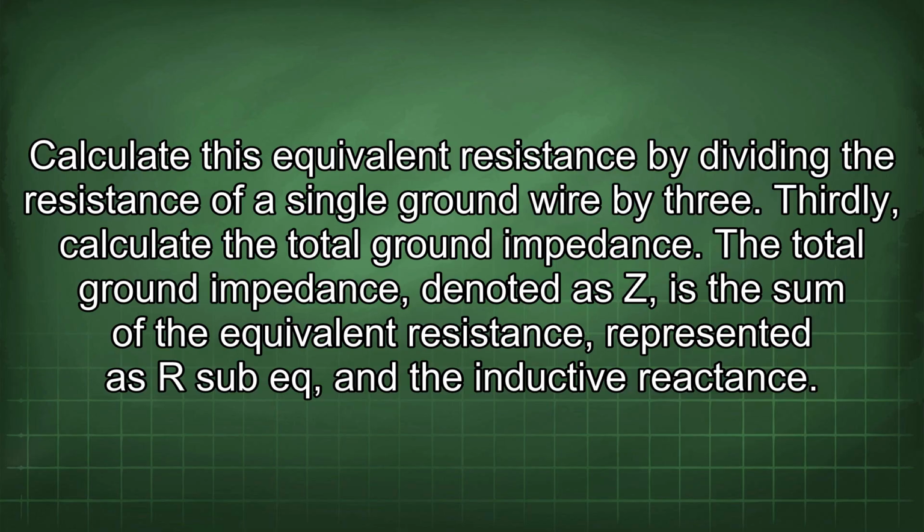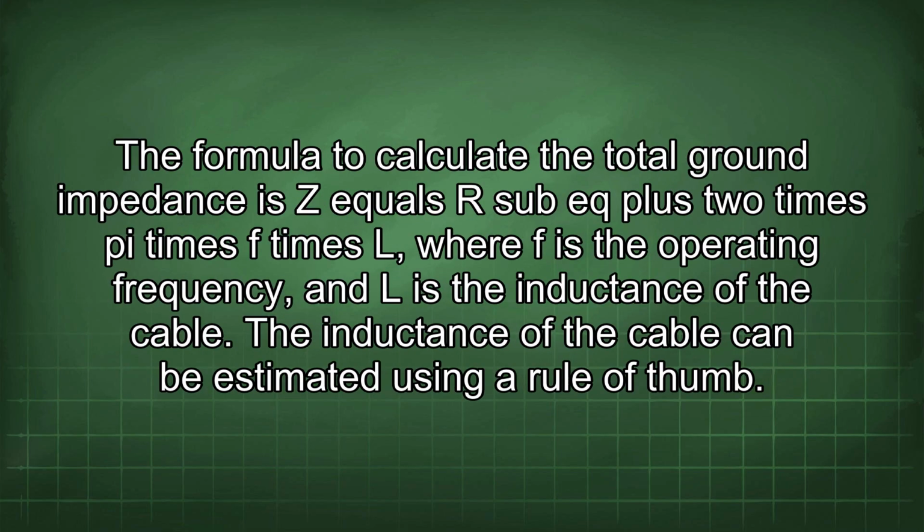Thirdly, calculate the total ground impedance. The total ground impedance, denoted as Z, is the sum of the equivalent resistance, represented as R sub X, and the inductive reactance. The formula to calculate the total ground impedance is Z equals R sub X plus 2 times pi times F times L, where F is the operating frequency and L is the inductance of the cable.